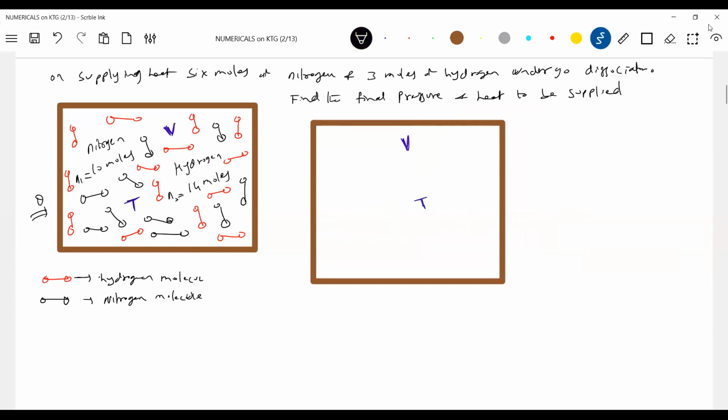Okay, now let's see that. 6 moles of nitrogen. On supplying heat, 6 moles of nitrogen will undergo dissociation. So how many will remain as they are? 4. Okay, 6 moles will break up. How many of these bubbles should I put? 12. Okay, now hydrogen. How many are there? 3 moles of hydrogen, out of 14, got dissociated. So the remaining 11 I have to show as they are.